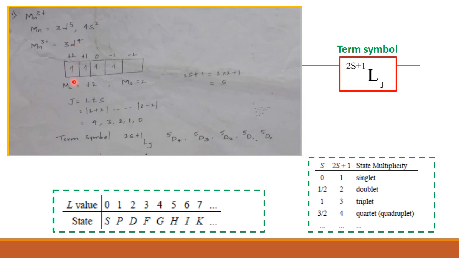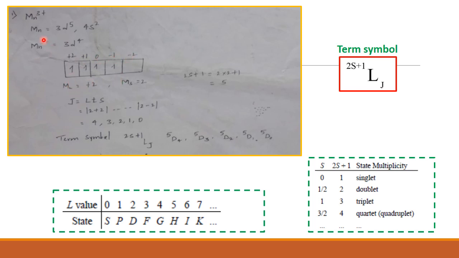If it is 3d4, the suborbitals will be splitting like this. The d orbitals have ml values, where the number of ml values is 2l plus 1. For d, l is equal to 2, so 2l plus 1 is 5: 1, 2, 3, 4 and 5. The values lie from plus 2 to minus 2: plus 2, plus 1, 0, minus 1, minus 2.